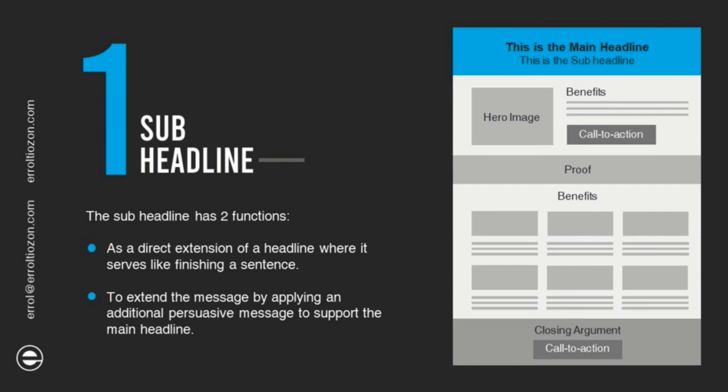The second value proposition element is the subheadline, and it has 2 functions. The first function is that it's a direct extension of a headline, where it serves like a finishing sentence. And the second is to extend the message by applying an additional persuasive message to support the main headline.